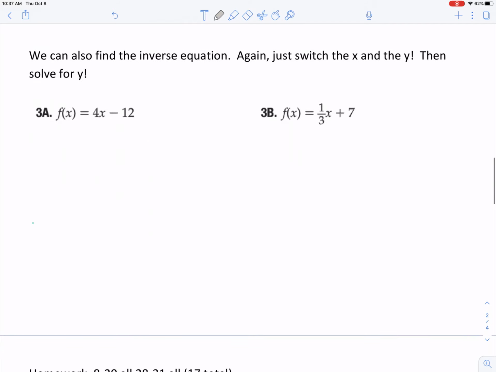So let's do one that's going to take a little bit more algebra. We can find an inverse equation. The secret, again, is going to be to switch the x and y. Now, if you notice, this time they actually gave it to me in function notation. So that's going to be your step 1. Rewrite using y. So y equals 4x minus 12.